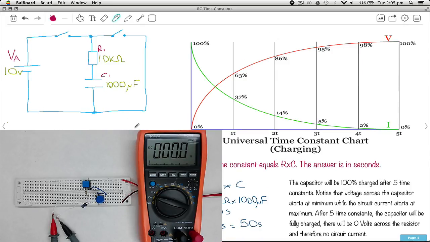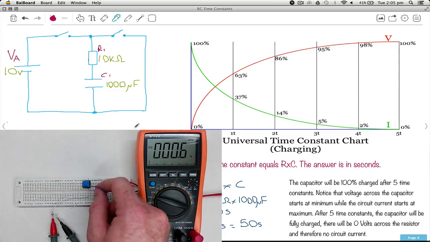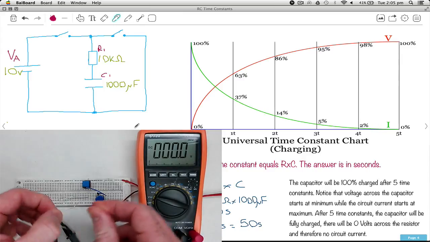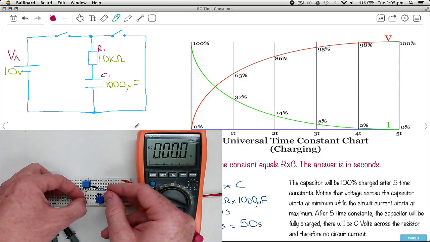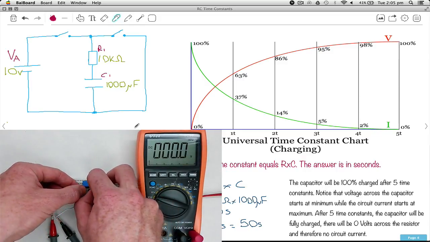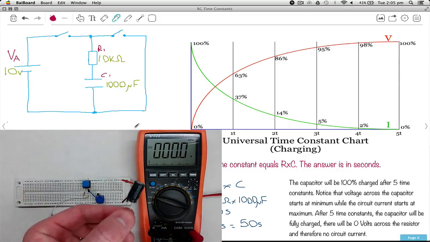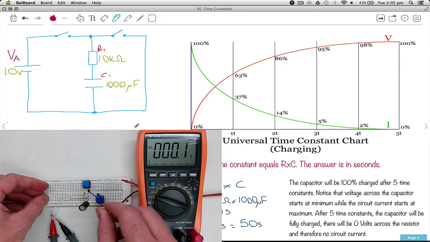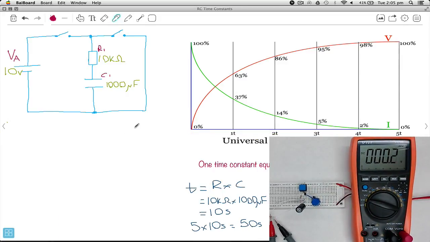So let's have a look at this guy. Let's get rid of the 1 microfarad capacitor and the 1K resistor. I'm going to get a 10K resistor there. Connect that back to my discharge switch. And look at this big guy. A 1000 microfarad capacitor. What is one time constant with this?